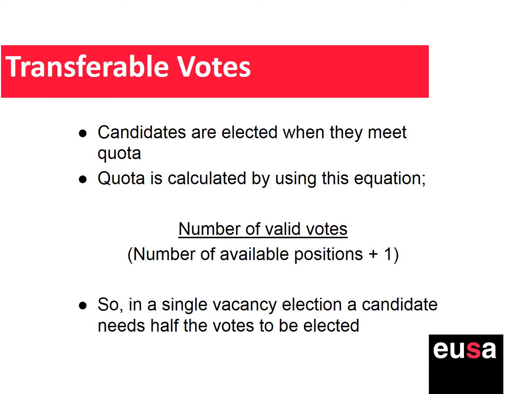Candidates are elected when they meet the required quota of votes. The quota is calculated by dividing the number of votes by the number of available positions plus 1. If there is 1 vacant position, a candidate needs half of the votes to be elected.